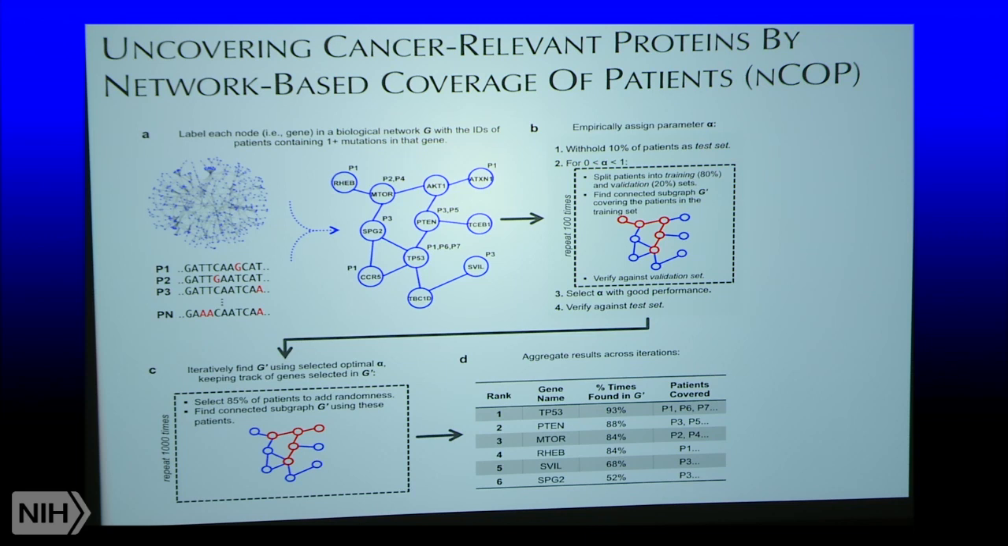So this is a randomized process overall, but we add a bit more randomness. In particular, we select 85% of the patients. We find the connected subnetwork using these 85%. We iterate this process 1,000 times, and in the end, we output the genes and we rank them by the number of times they're found in the subnetwork that's been output.